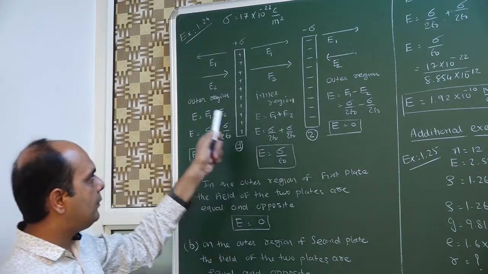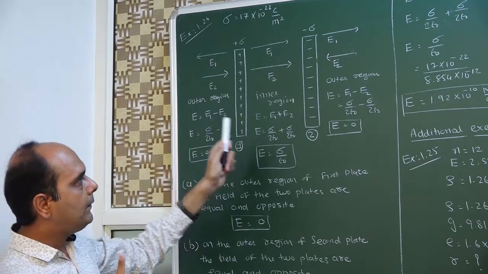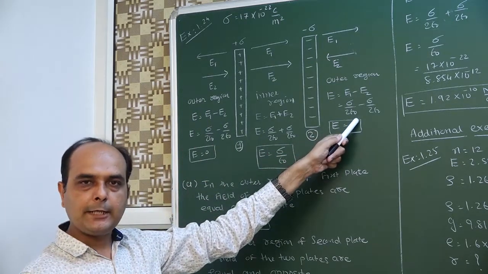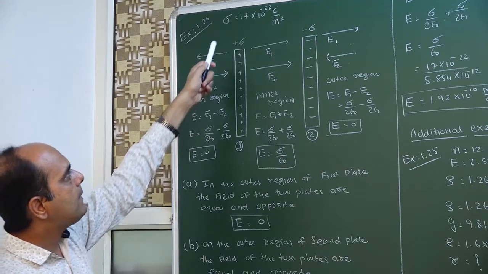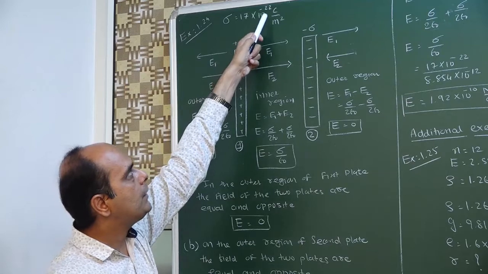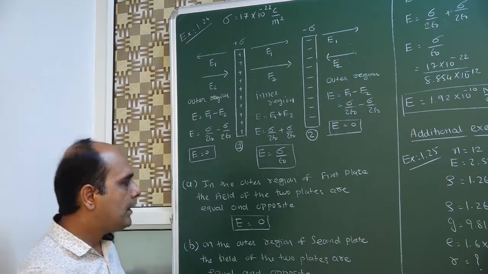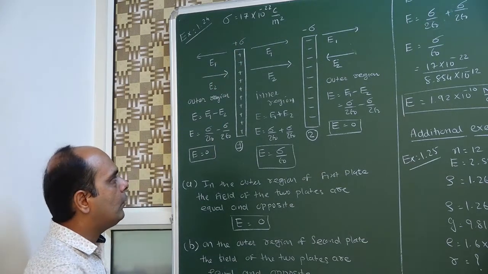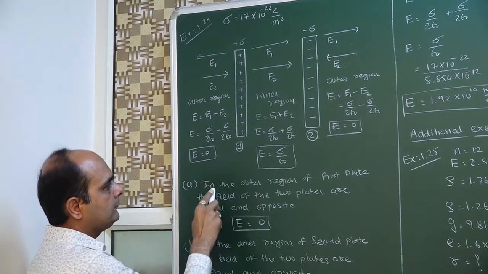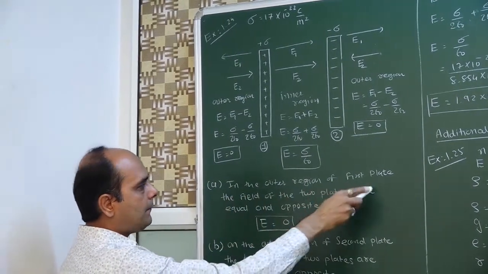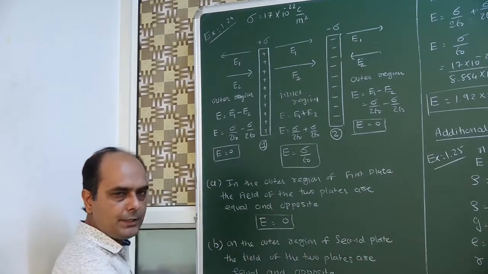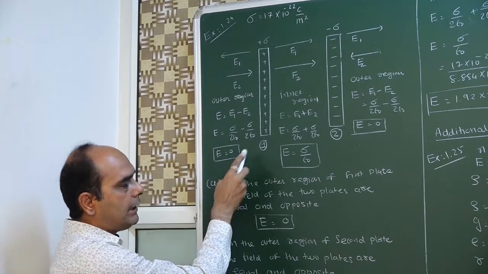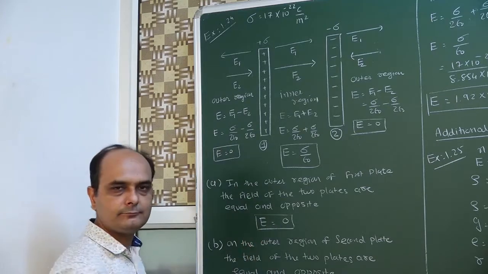Total there are three questions: the electric field on the left side of the first plate, the electric field on the right side of the second plate, and the electric field between the plates. Here sigma is given as 17 into 10 to the minus 22 coulomb per meter square. As to the first question, the electric field on the left hand side of the first plate: in the outer region of the first plate, the electric fields of the two plates are equal and opposite. So the electric field on the left hand side of the first plate is 0.